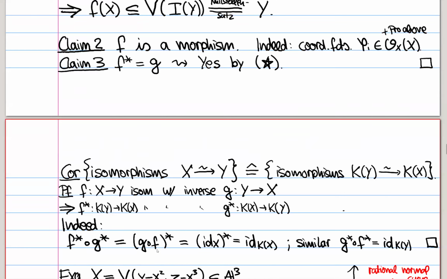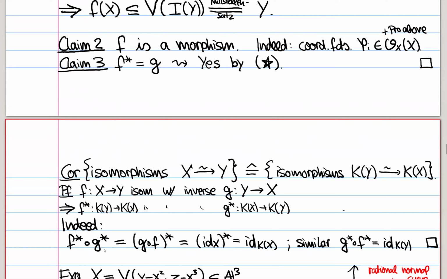But then G composed with f is the identity on X, and pulling back by the identity is the identity. So G star is a right inverse to f star, and then the same kind of calculation shows that it's also a left inverse. And so indeed, isomorphism corresponds to isomorphism.